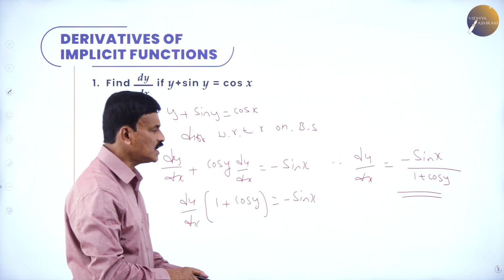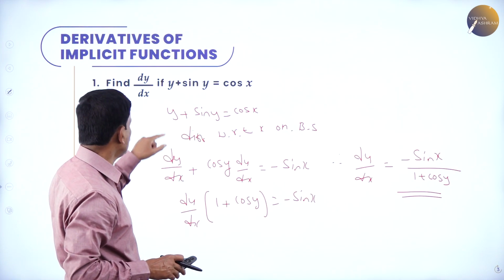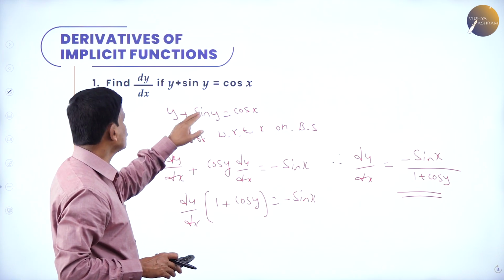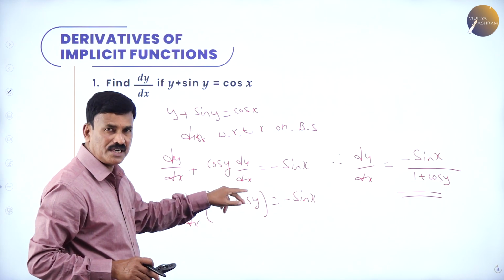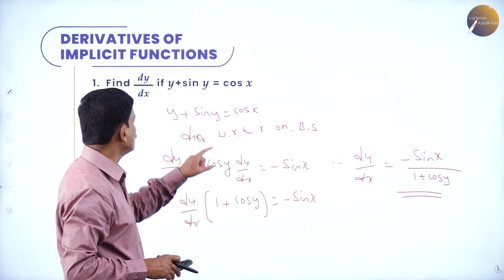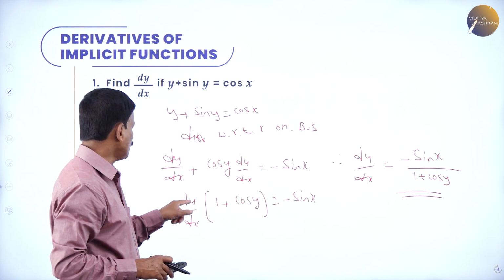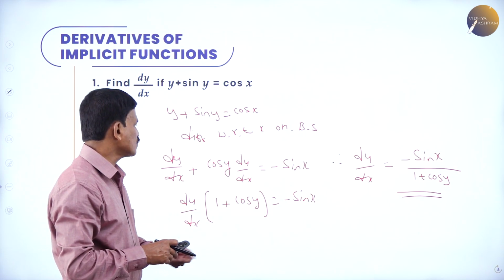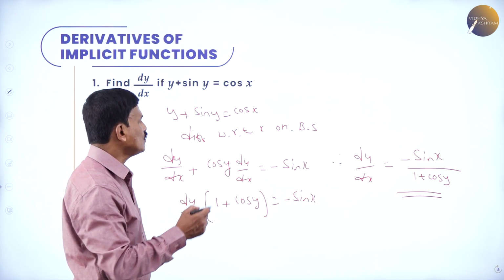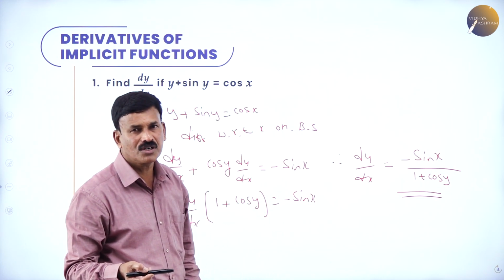That's it. Very simple. See here. Differentiating with respect to x on both sides. Derivative of y is dy by dx. Derivative of sin y is cos y into dy by dx is equal to derivative of cos x is minus sin x. We are differentiating y with respect to x. This is x with respect to x. So dy by dx common factor, 1 plus cos y is equal to minus sin x, or dy by dx is equal to minus sin x divided by 1 plus cos y, which is the required answer.